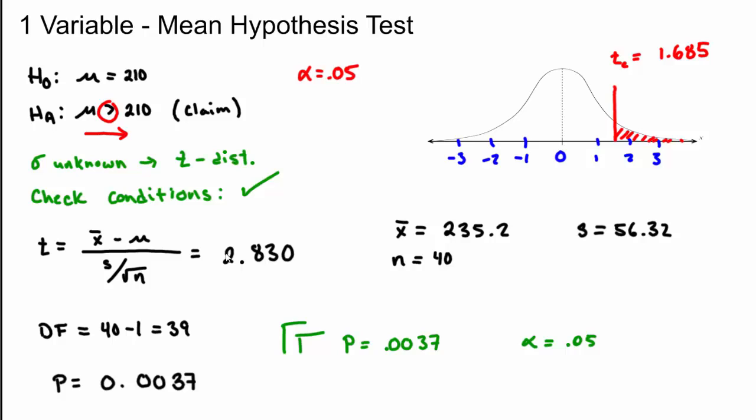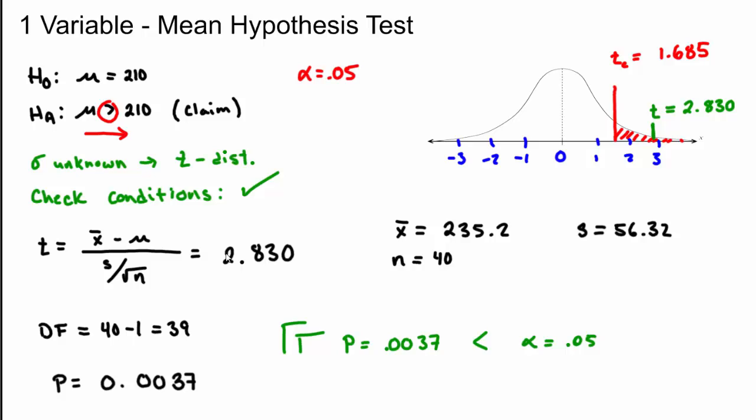And how do we compare those? 0.0037 is definitely less than alpha. And furthermore, if we throw t up here, where's t? 2.83. That means t is landing out here. So t is in the rejection region. So we're definitely going to reject.